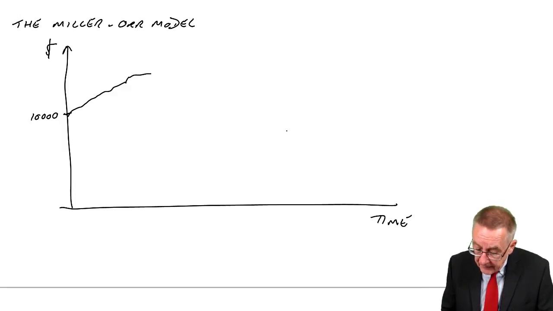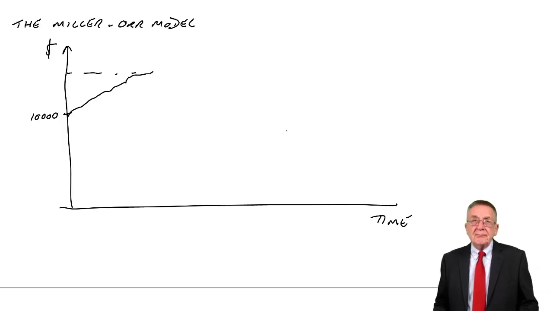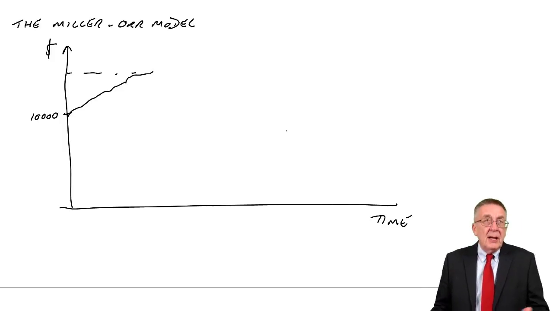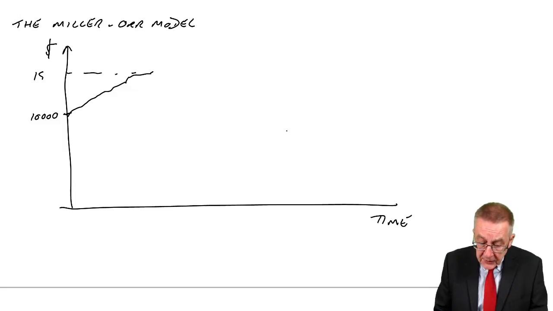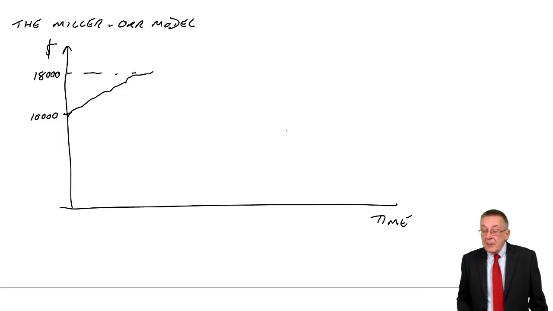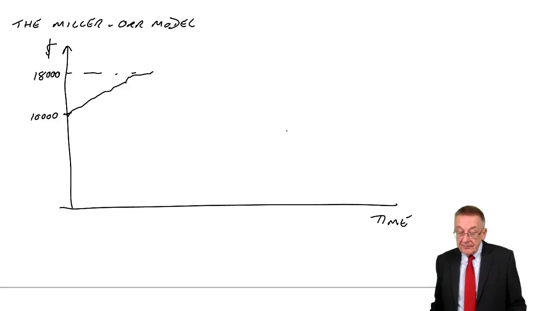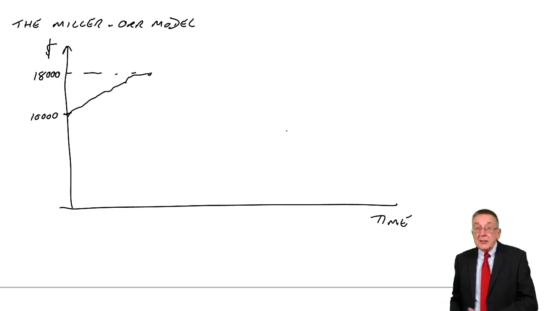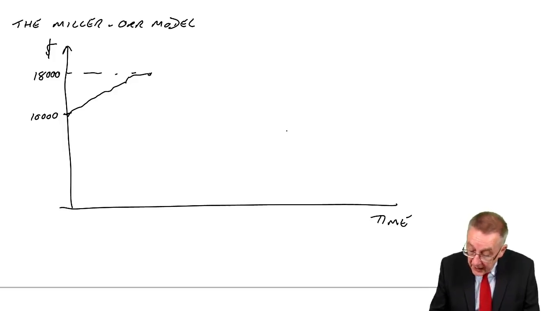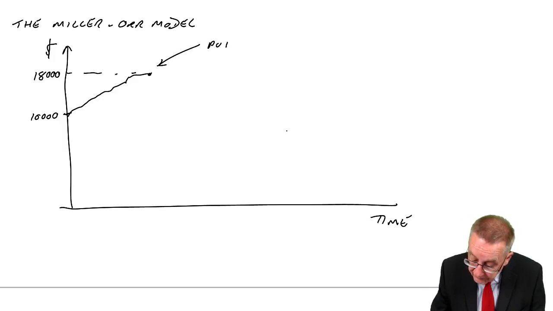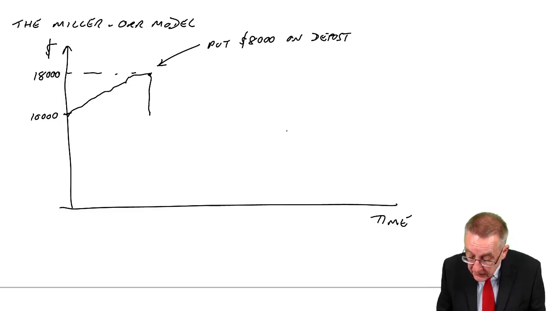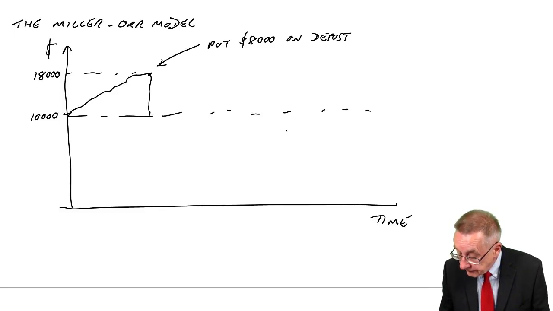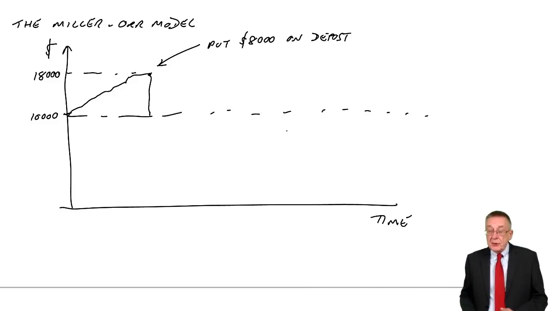So I'll set myself an upper limit. I might say, if ever it gets as high as 18,000, I'm making up figures here, but if ever it gets as high as 18,000, then I'll put money on deposit. So it's gone to 18,000. What I'll do is I'll put 8,000 on deposit, so that the balance goes back to 10,000. And so I'm earning some interest.